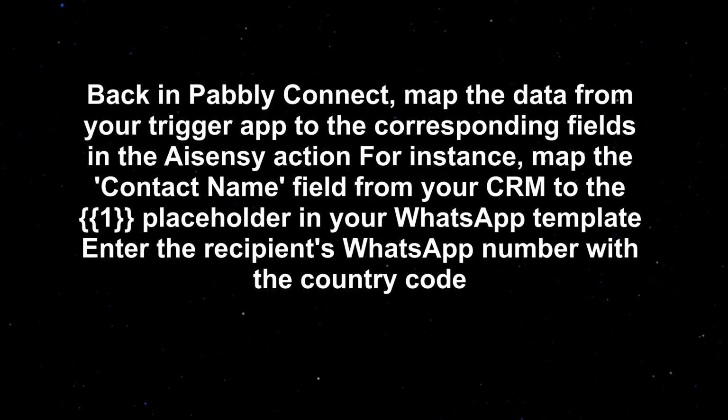Back in Pabbly Connect, map the data from your trigger app to the corresponding fields in the Aisensy action. For instance, map the contact name field from your CRM to the {{1}} placeholder in your WhatsApp template. Enter the recipient's WhatsApp number with the country code.